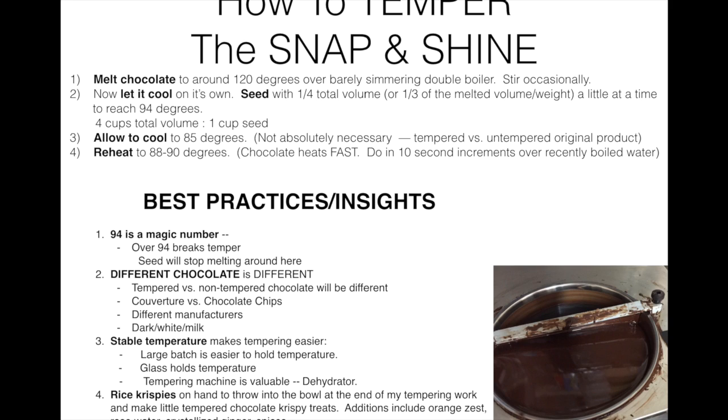Different chocolate is different. So you don't even have to follow all these steps if you're using pre-tempered chocolate. You can actually skip step 3 and just cool to 88 to 90 if you're using already tempered couverture pellets, which is a great way to start practicing with it. And so there's a little bit of temperature distinction with tempered and non-tempered. And then couverture versus chocolate chips.